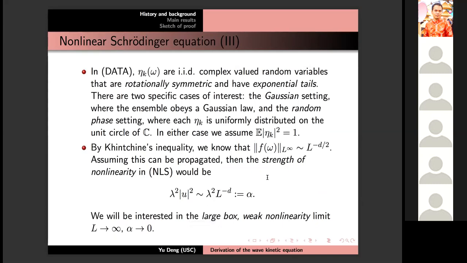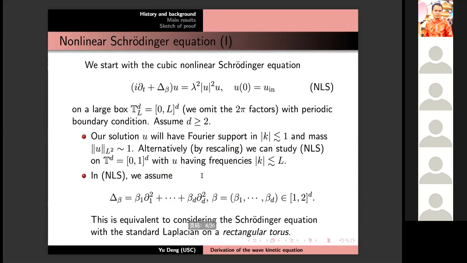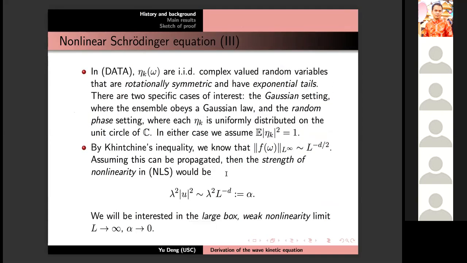Okay, so if you assume this can be propagated, then you can consider the so-called strength of nonlinearity, which is essentially the ratio between the nonlinear term and the linear term, which is like lambda squared times mod u squared. If you remember, in the equation we have this lambda squared on the nonlinearity. You can view it as the size of the nonlinearity. In this case, the strength of nonlinearity would be lambda squared times L to the minus d. This value, lambda squared L to the minus d, is actually a critical value in our problem, and we'll call it alpha.